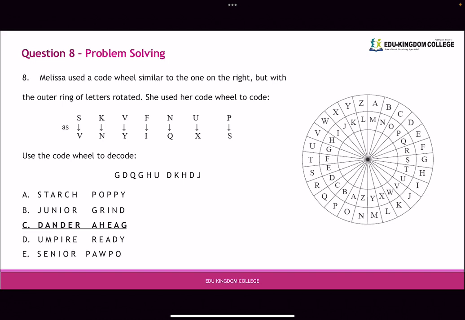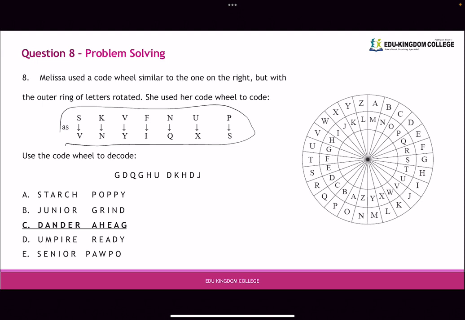Question 8. I'm not entirely sure what the point of giving you this wheel was, because you could just figure out the code from this here. They've just moved 4 letters along the alphabet. I found that a lot easier than using the wheel, so I just used that.